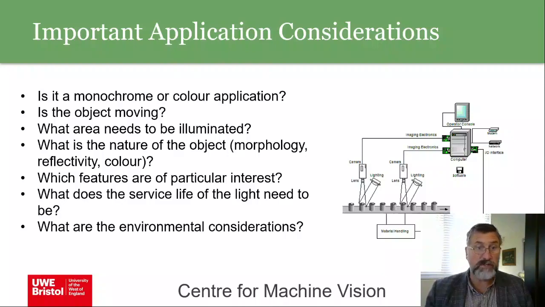Morphology, reflectivity, color. So sometimes the way the object appears depends on what its shape is. That's where the morphology comes in. The reflectivity and the color is something called albedo, really. The actual pigment has an effect on, obviously, what it looks like.